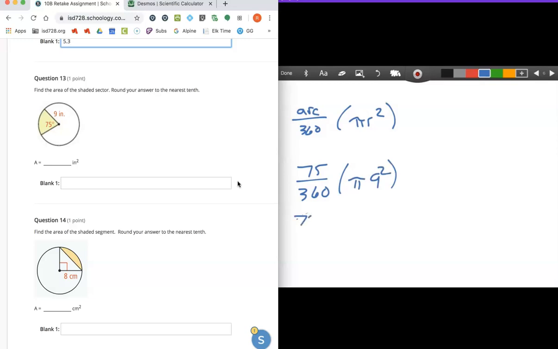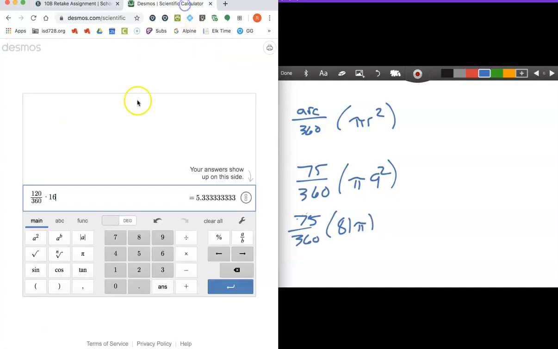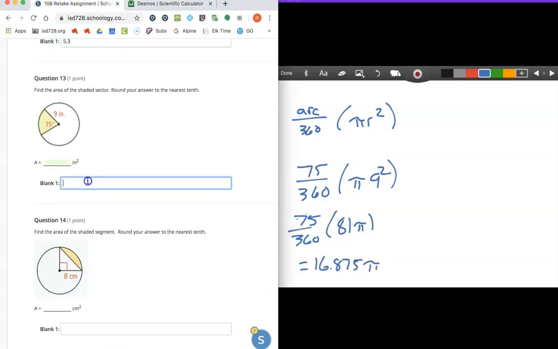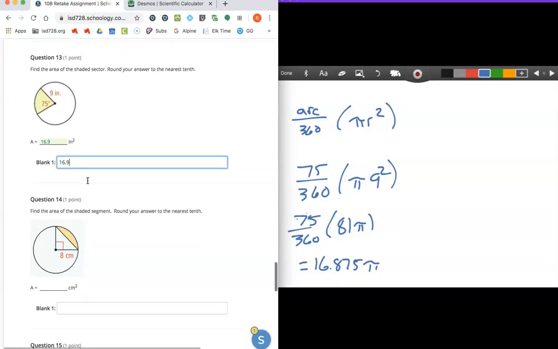So we're doing 75 out of 360. We're multiplying that by 81. We're going to leave pi out of the calculator, and just know that it's going to be part of our answer at the end. So we have 75 over 360, multiplying that by 81. We get 16.875. You should have been able to put that whole thing in the calculator. You could round that to the nearest tenth and call it 16.9 pi.